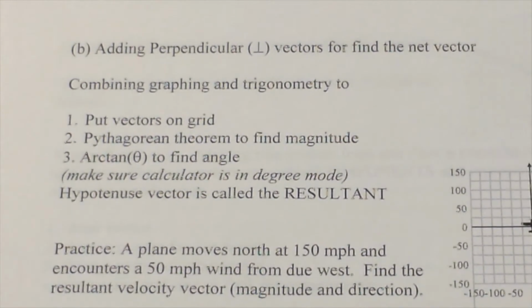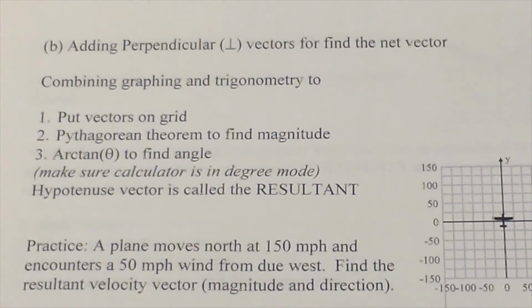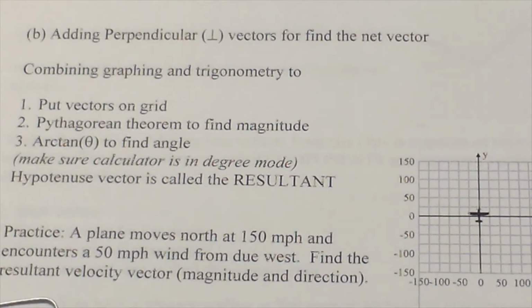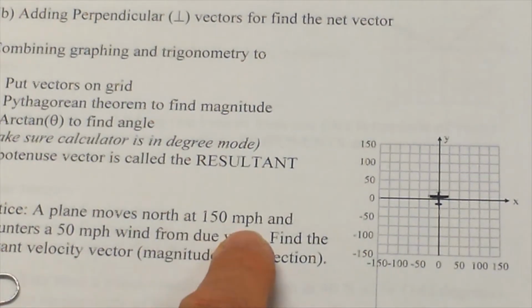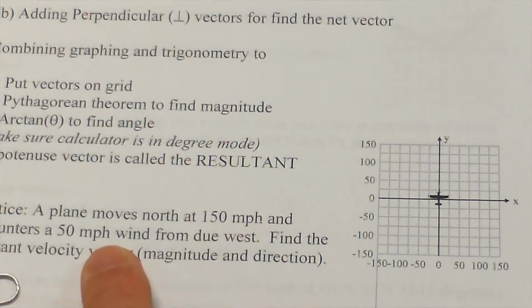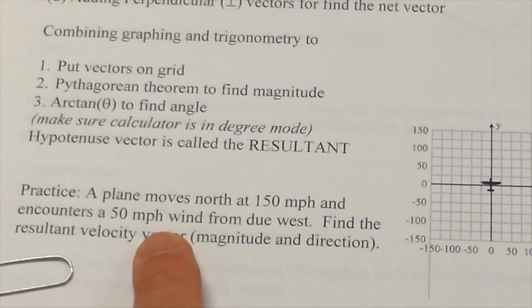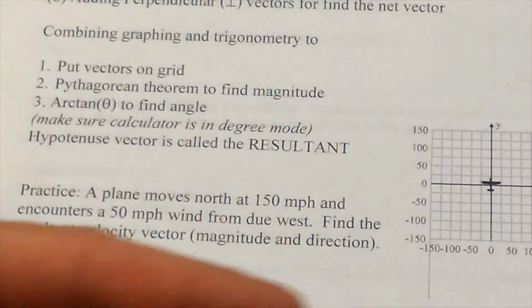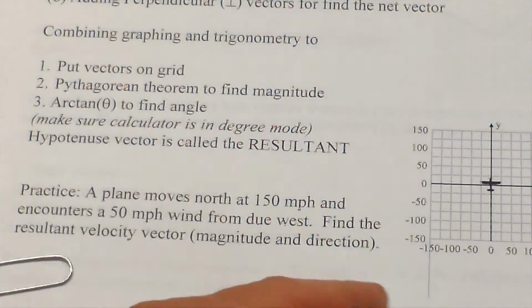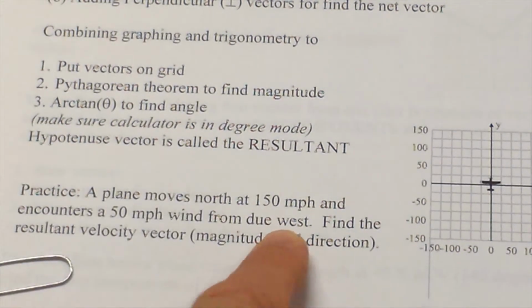Okay, so we've been talking really about collinear, but let's continue the discussion of this two-dimensional type of problem. Let's say we have a plane that moves north at 150 miles per hour. And now, instead of the wind being either a tail or a headwind, we have what's called a crosswind that's pushing the plane. In this case, this wind is from due west. So this plane is getting pushed north by its engine, and it's getting pushed east because the wind is from the due west.